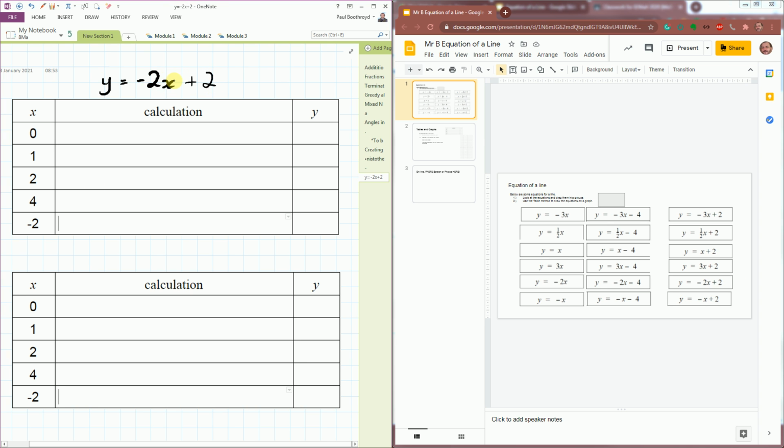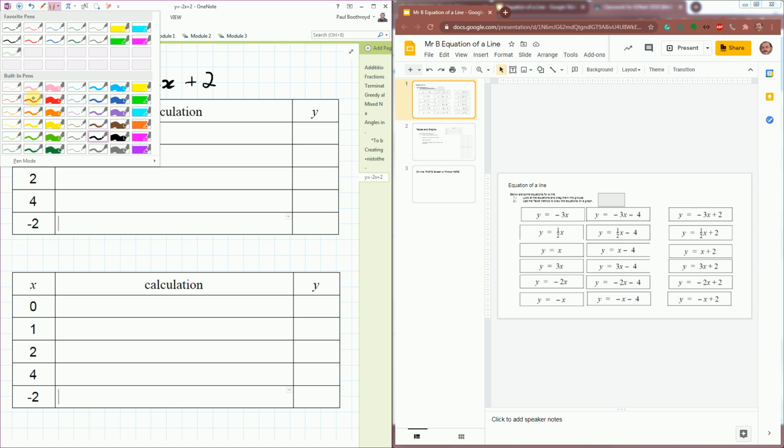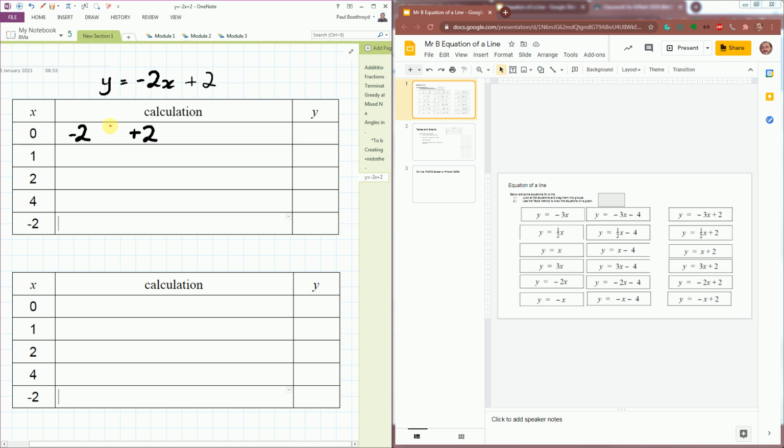So my calculation, remember to do the calculations for these equations, we're going to replace the x with the number that's here. So we're going to copy the sum so far, replace the x with the value, and there's a sign missing. What sign is always missing between a number and an x?